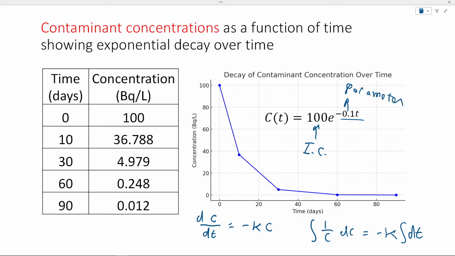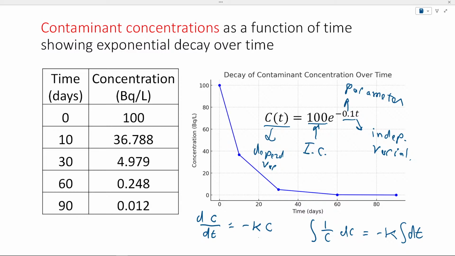So this is a model. In this model, this is a parameter of my model. This is the initial condition of my model. This is my dependent variable, and this is my independent variable, time. Yeah, so the time is my independent variable.